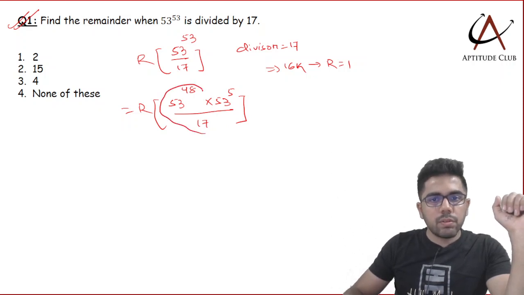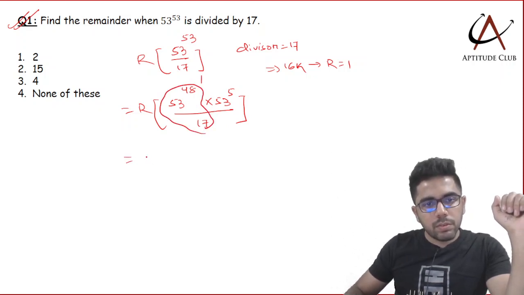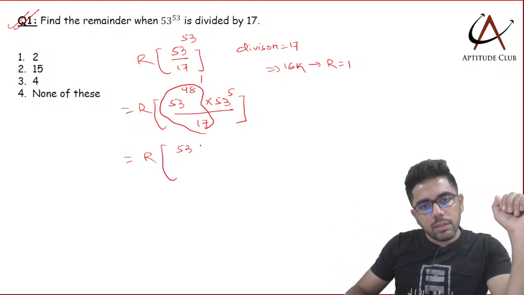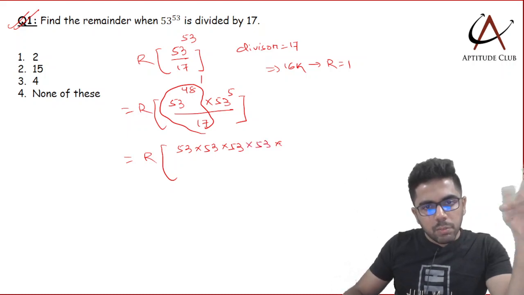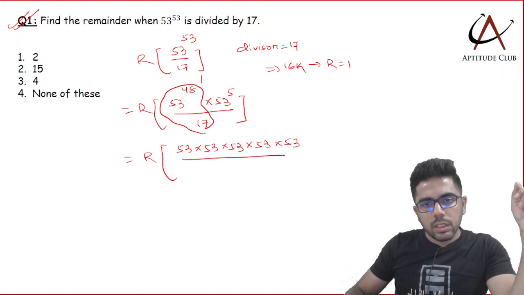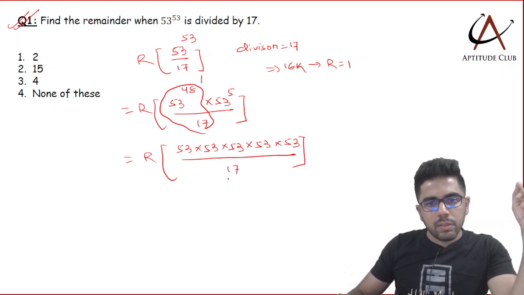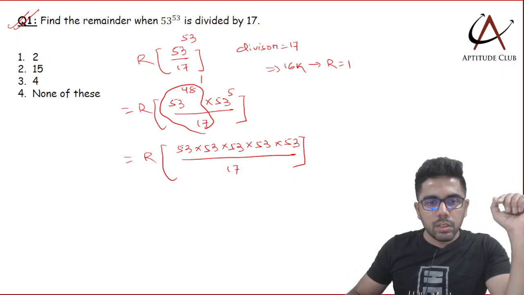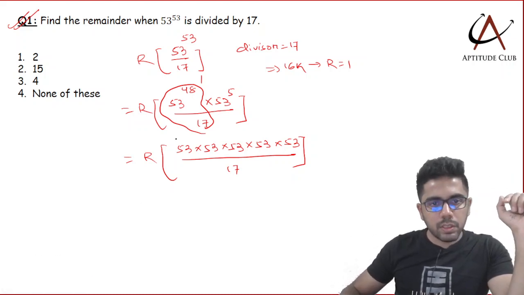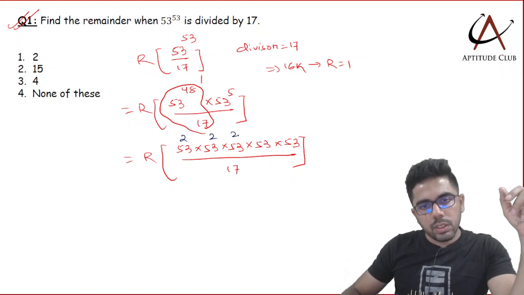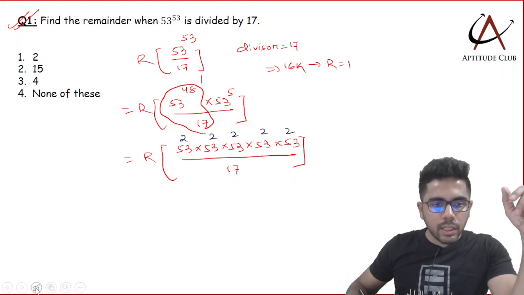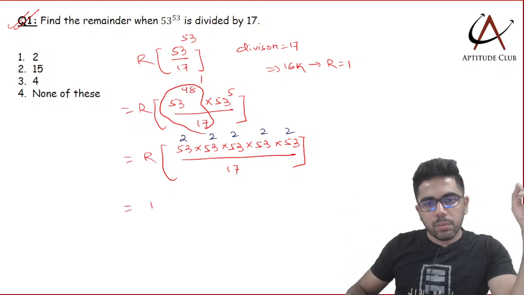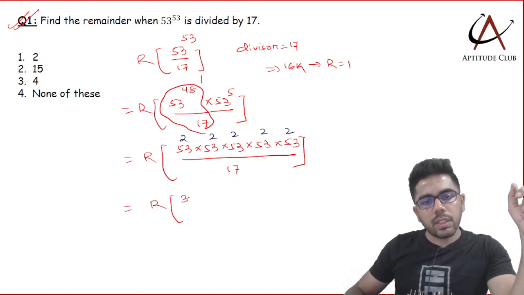Now 53 to the power 48 will have remainder 1. So I'm only left with 53 to the power 5. It's like writing 53 five times. You can write it five times, but whatever result comes once will come in all five, so there's no need to write it again and again. Now, every time 53 is divided by 17, what is the remainder? When 53 is divided by 17, 17 times 3 is 51. So the remainder is 2 in each case. And again it's a product, and the remainder of a product is the product of remainders. 2 multiplied 5 times gives 32, which is again greater than 17. So the answer comes to 15.